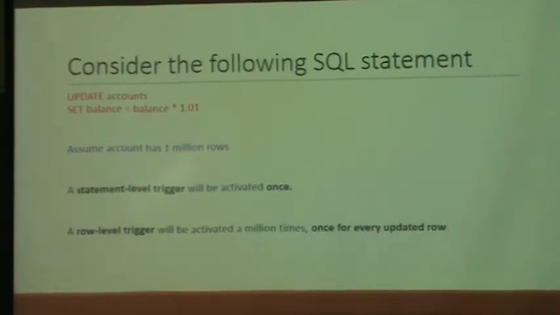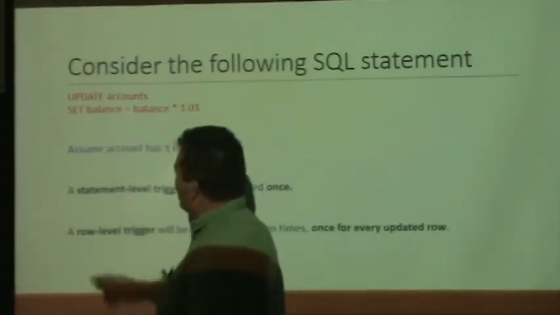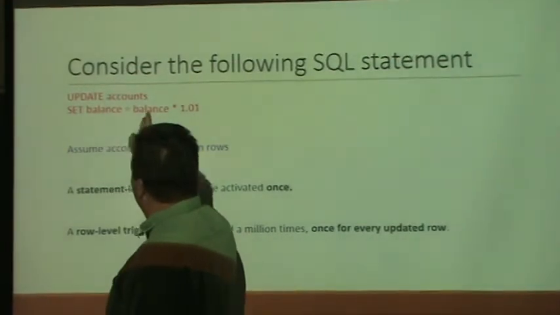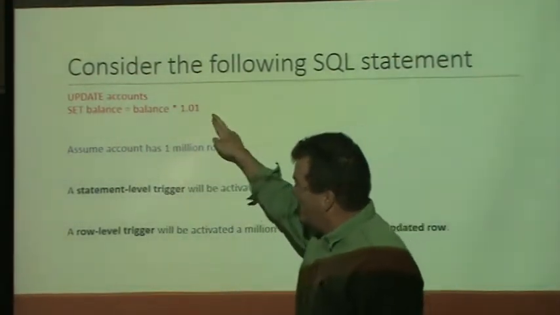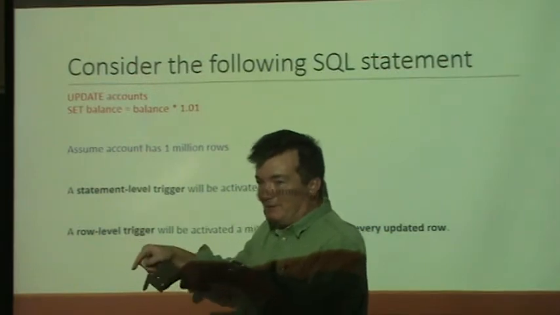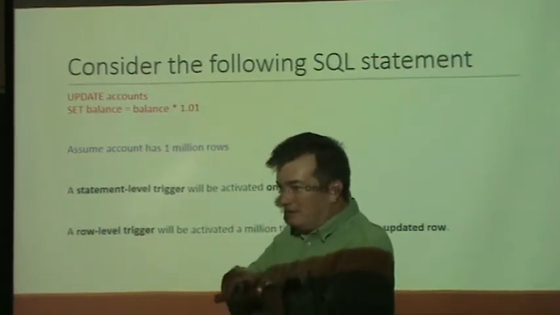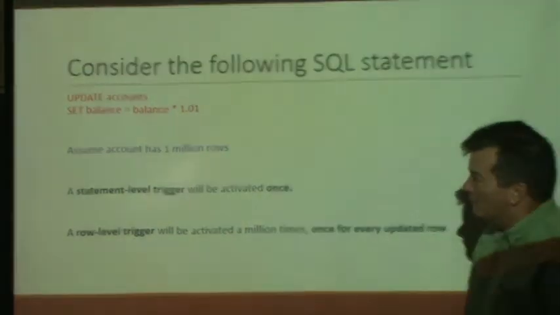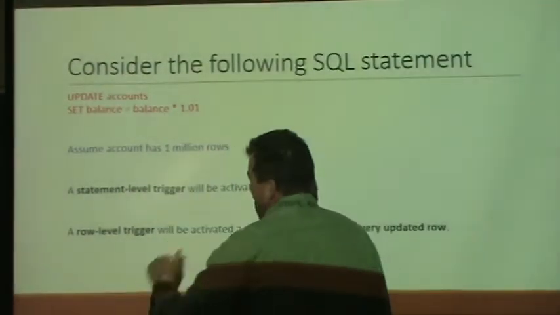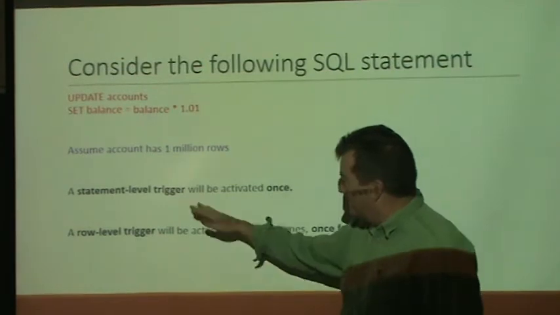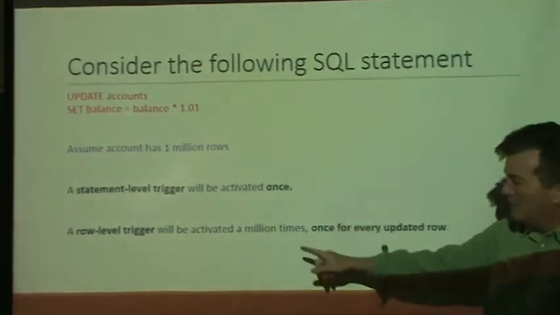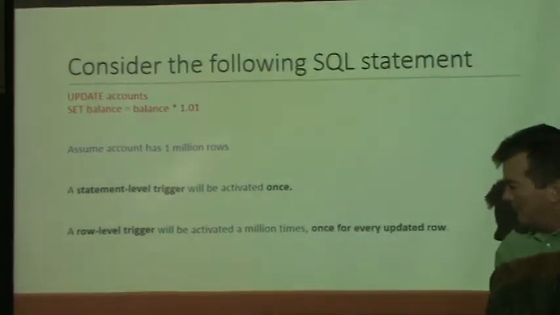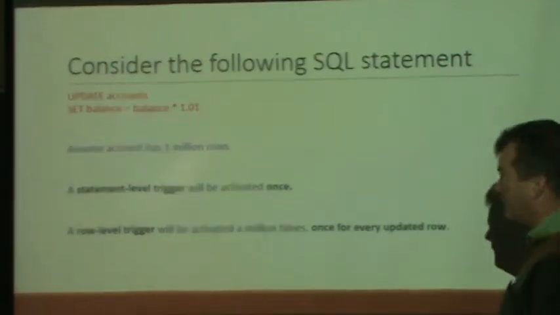Okay, so let me just recap that. If I say update accounts, set balance equal to balance times 1.01, and I don't have a where clause, like where the user is equal to you, this would mean it would do it for everybody in the table. So if we assume that there's 1 million accounts, 1 million rows, the statement level trigger will be activated once, the row level trigger will be activated once for every row, which means it will be activated 1 million times.